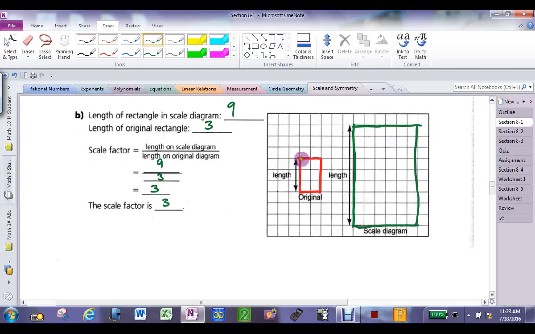Let's check. What's the width? 2. So 2, my width, equals 2 on the original, times my scale factor of 3 gets me what width on the big one? 1, 2, 3, 4, 5, 6. Oh my goodness, it works. Is everybody with me? Okay?